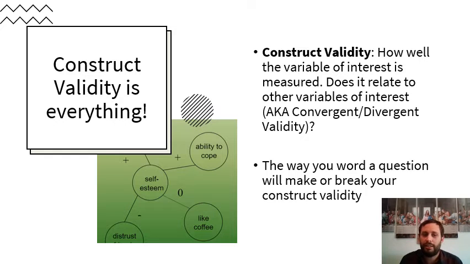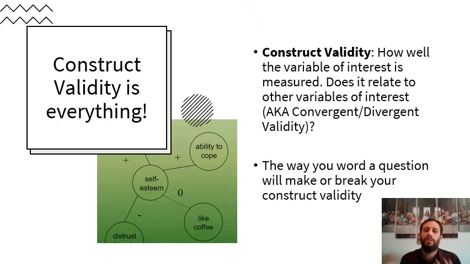So if you look at the image to your left, remember we used this from a previous lecture where we're looking into self-esteem. In reality, self-esteem should positively relate to someone's ability to cope, whereas self-esteem should negatively relate with somebody's distrust for friends. And lastly, it should also have no correlation with variables that aren't at all related to it. For example, self-esteem should have a zero correlation with someone's liking for coffee, essentially.